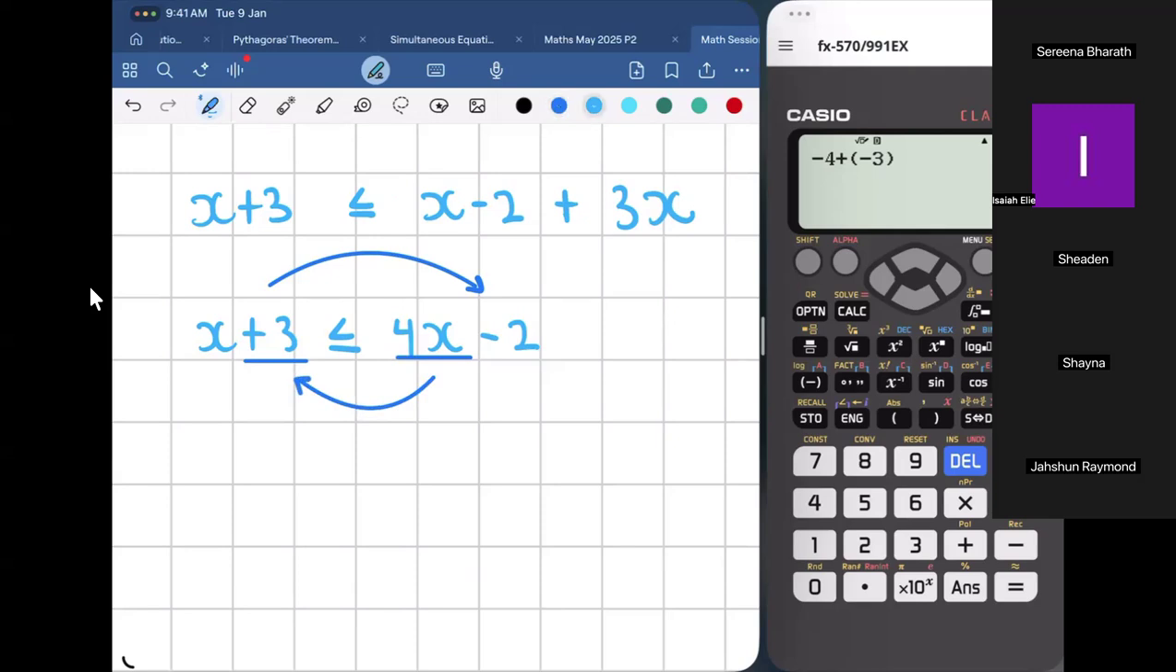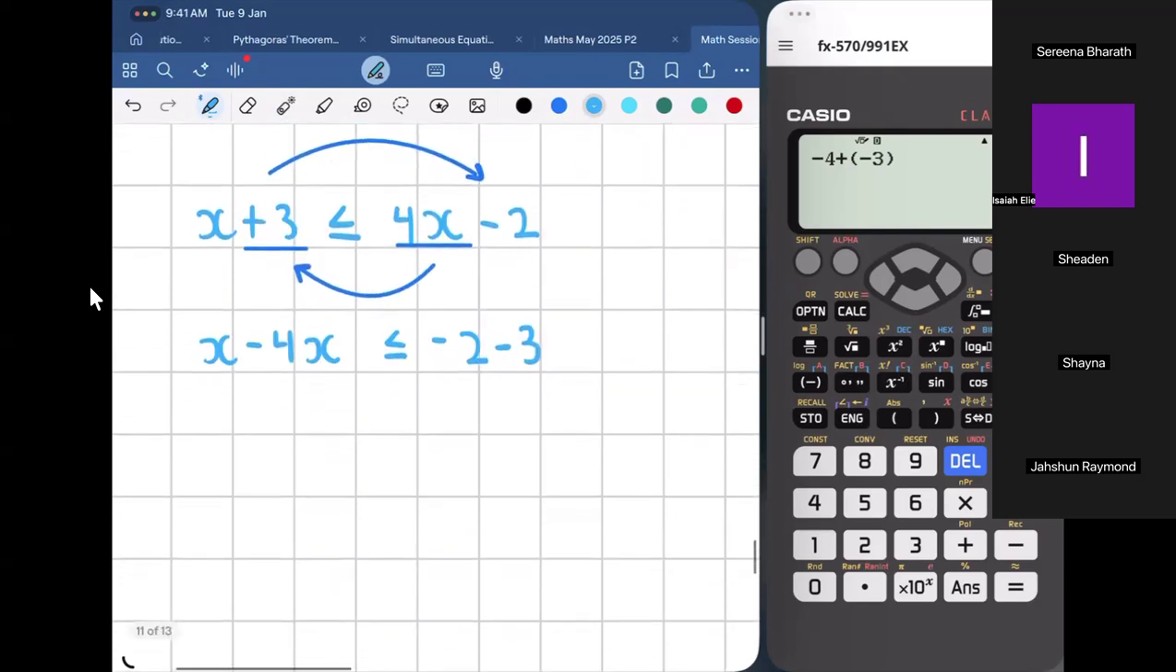What should be in the last line or the second to last line? x minus 4x is less than or equal to minus 3 minus 2. Yeah, that's correct. But I'm going to write the minus 3 after the minus. That's fine. So you're still good, right? No confusion. We good? Good. What is x minus 4x?